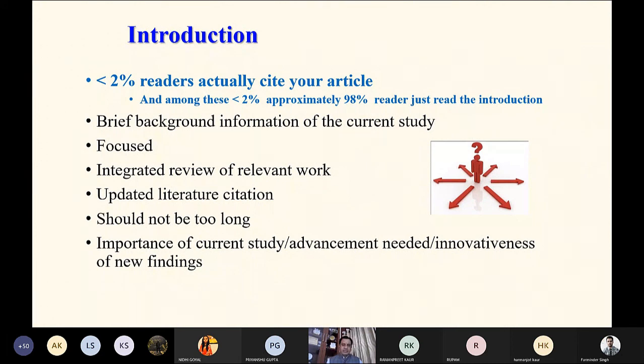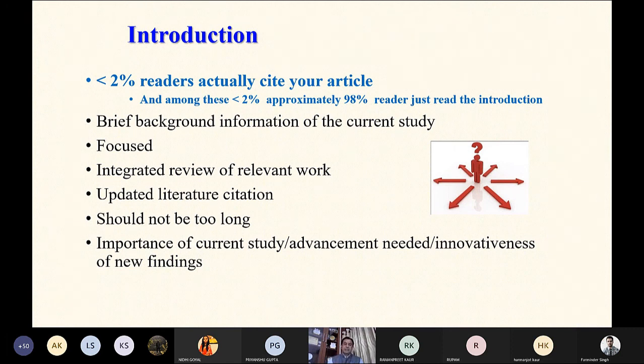Integrated review of literature. Normally you must have seen, if I talk about five to ten years back, for the different journals and the different research manuscripts, we used to have a separate review of literature section for the manuscript or the research paper. But right now it is not happening the same. We are not going to write a separate review of literature for the research paper. Normally it has been merged with the introduction part.